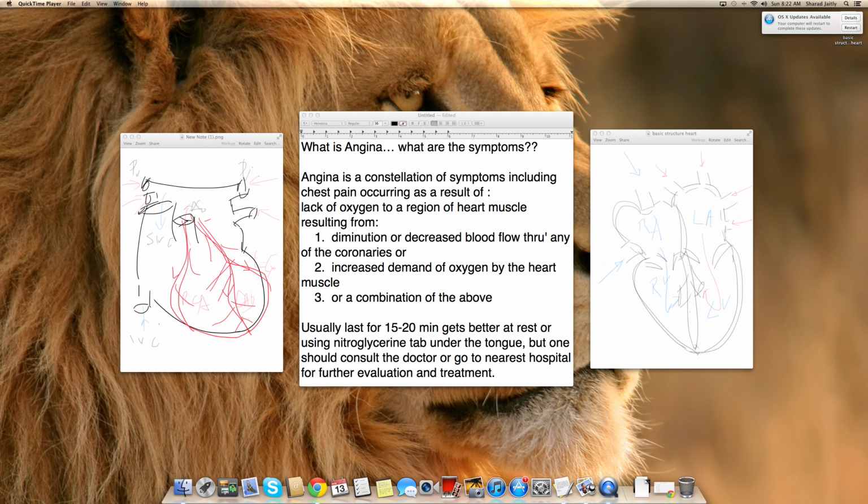But it includes chest pain as one of the symptoms, occurring as a result of a lack of oxygen to the heart. Remember, the heart supplies the body. The heart is a circulating pump. We've discussed that in previous presentations. This is the exterior of the heart. This is the interior of the heart. The left ventricle is here, which is the booster chamber out of the entire 4 chambers we have.